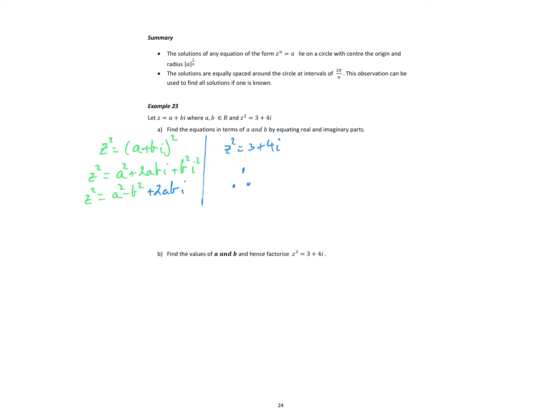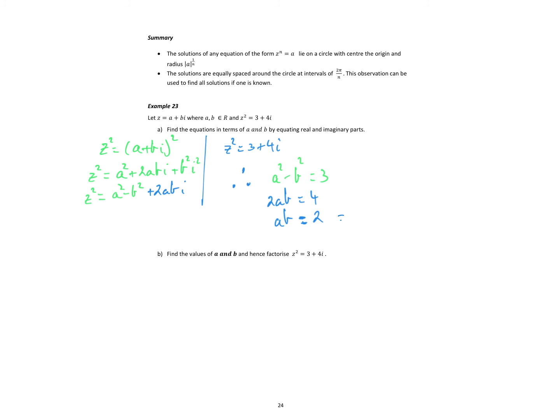Therefore, the real components: a squared minus b squared has to equal 3. The imaginary components: 2ab has to equal 4, which means ab is equal to 2. Oh, sorry, the i shouldn't be there. It's only confusing. So I'm just equating the imaginary components. Two equations, two unknowns, I can solve that.